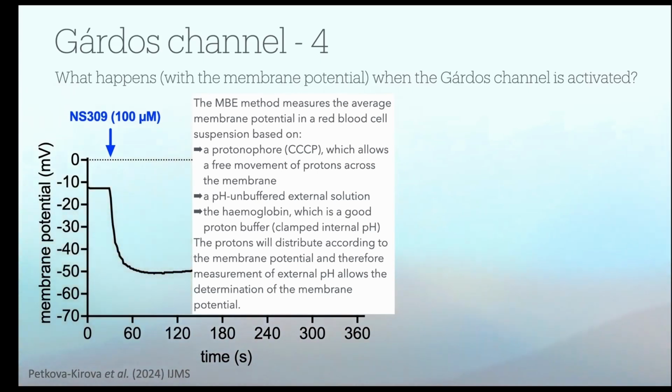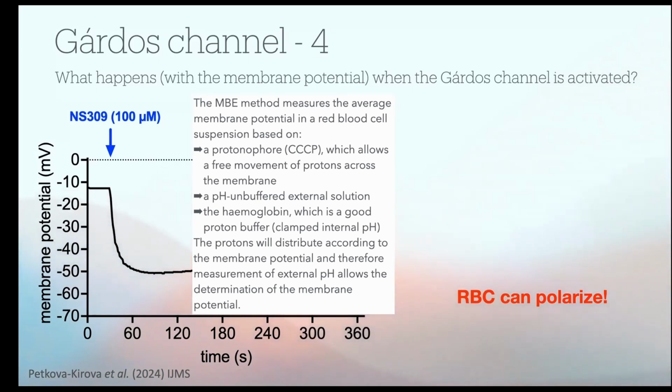Well, it's not directly an activator. We will see it later. It just reduces or increases the calcium sensitivity for the Gardos channel, so it opens up easier. But for now, let's look at the graph as if it were an activator. And what you see is that in the entire cell population, the membrane potential drops from -12 to below -50 millivolts. And what you can see there is indeed that red blood cells at least can polarize.